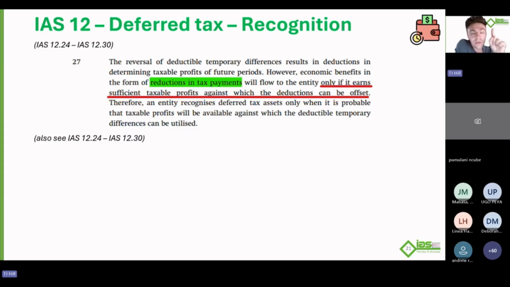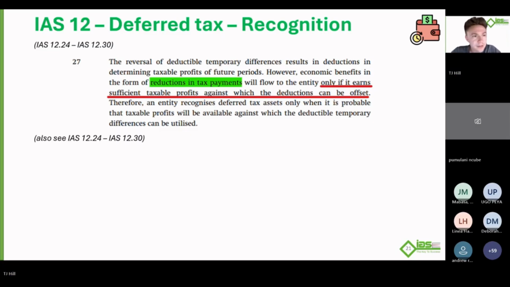And that was that you can recognize it to the extent that it is probable that you'll have sufficient taxable income in future. And that is what we're looking at now. You'll see here that, great, it's going to be reductions in tax payments, but inherent in an asset, as I hammered on last week, what is an asset? It is future economic benefits. So what is the economic benefit of a deferred tax asset? It is going to reduce your tax.